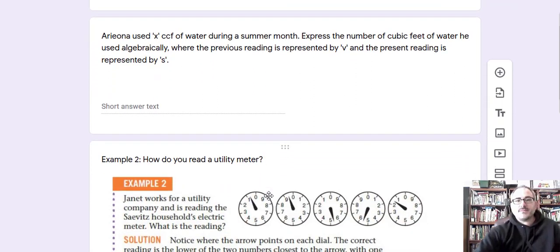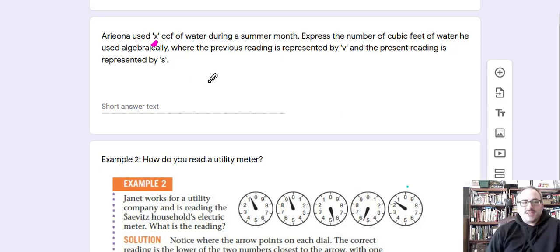Okay. This is one of those ones that I know you all hate. This is that express algebraically, and this is higher level mathematics that I want you to get. So anyway, Corey used X ccf of water during the summer month. We're going to express how much she used as X. Express the number of cubic feet of water she used algebraically, where the previous reading is represented by V and the present reading is represented by S.